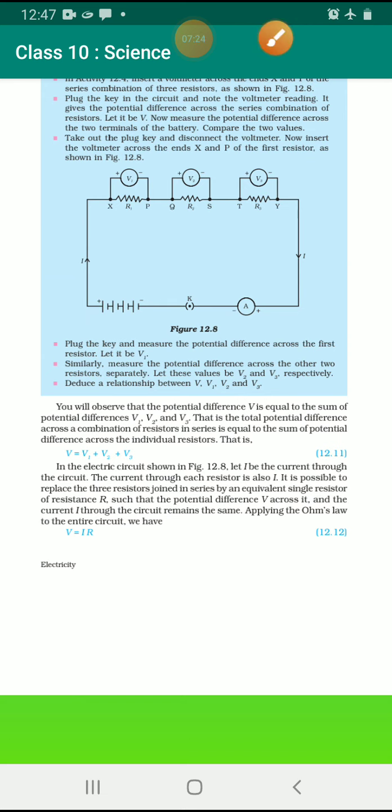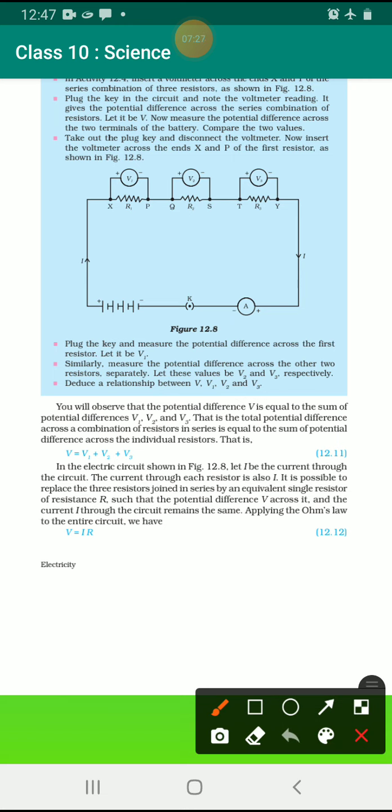This is a very important point, children. Look here. You will observe the potential difference V is equal to the sum of potential differences V1, V2 and V3. That is the total potential difference across the combination of resistors in series, which is equal to the sum of the potential differences of the individual resistors.